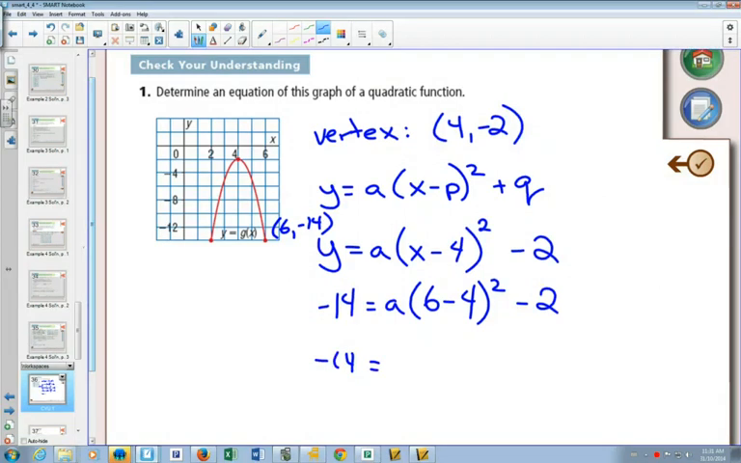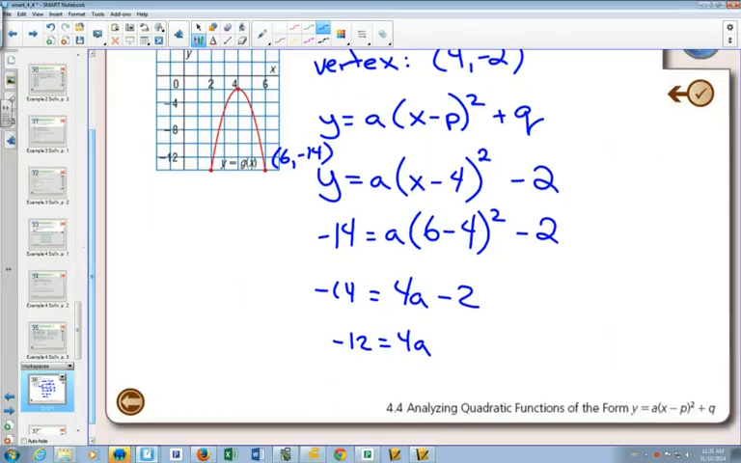A little bit of math for a: 6 minus 4 is 2, 2 squared is 4, divide by 4, and you get a -3.